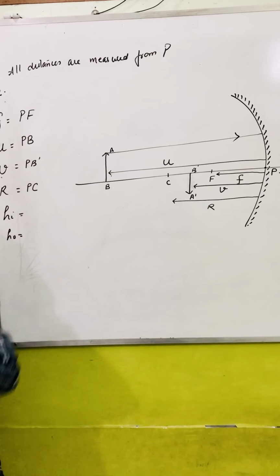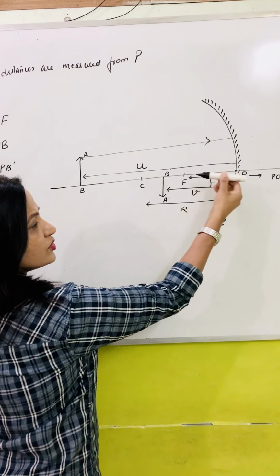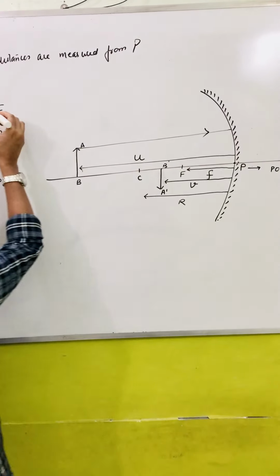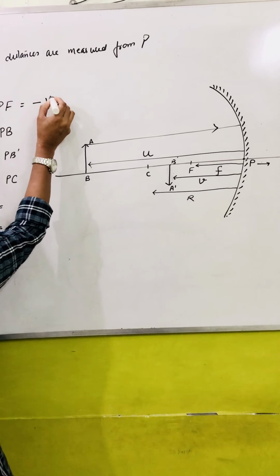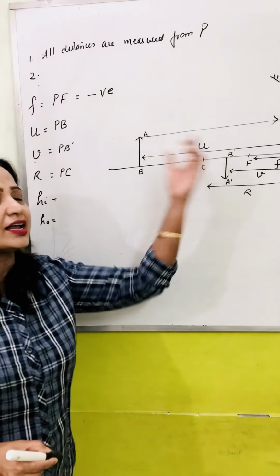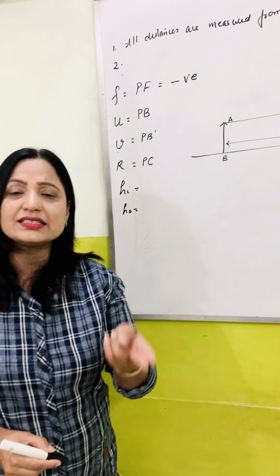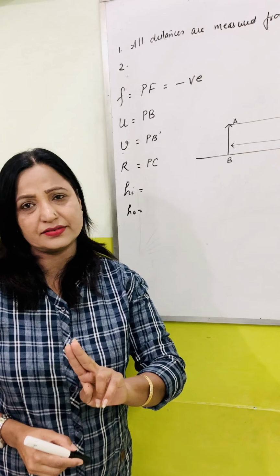So, what do you call PF? PF is on the left side of the mirror, towards the left. So, the focal length for a concave mirror will always be negative. Suppose the focal length of this mirror is 6 centimeters. So, you will take it as -6.